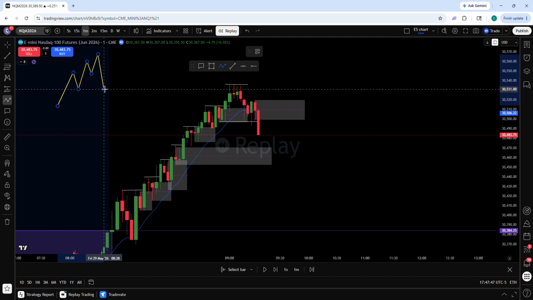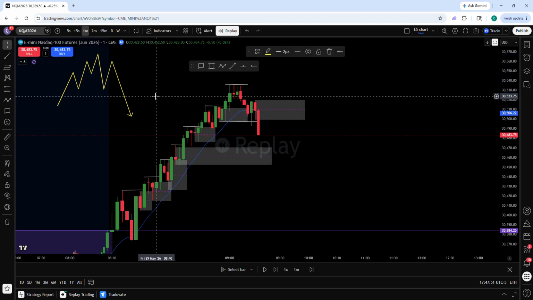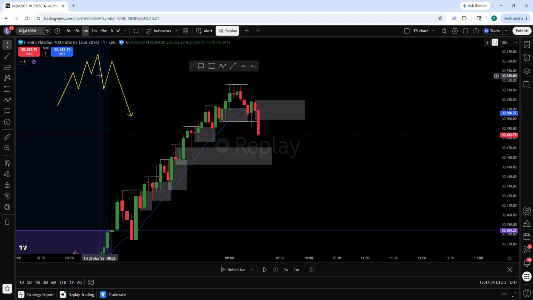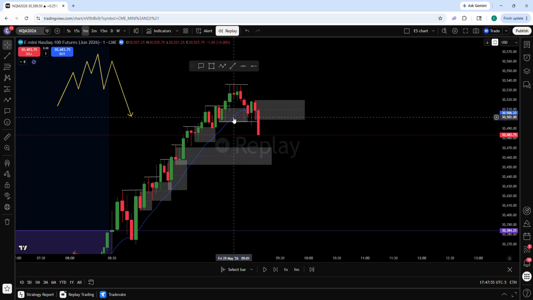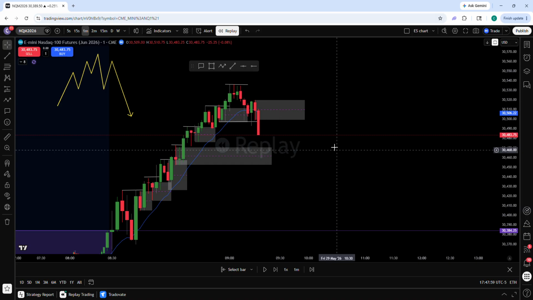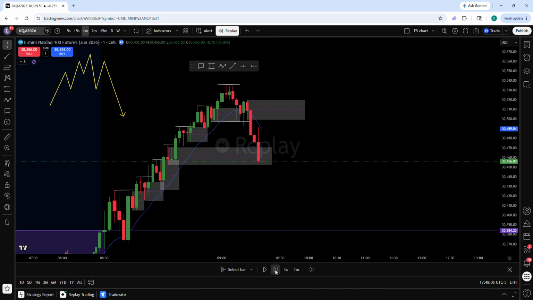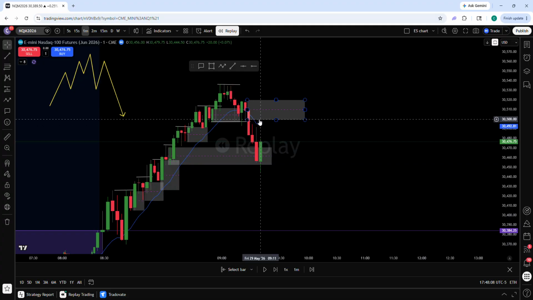Now what has to happen? We should come back up and drop again. That's what I'm looking for when these zones fail. Otherwise, it's just a continuation play when these zones fail. So, this would be our short zone. See what happens. And we do not tap back in.